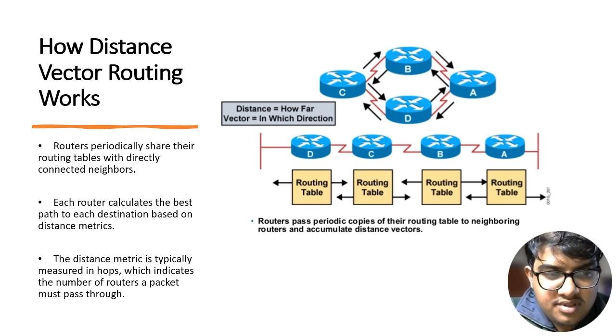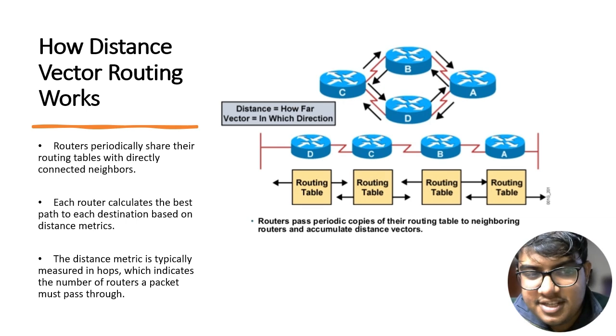The distance metric is typically measured in hops, which we also say hop count. How many hops does it take to reach the destination? The distance metric is typically measured in hops, which indicates the number of routers a packet must pass through.